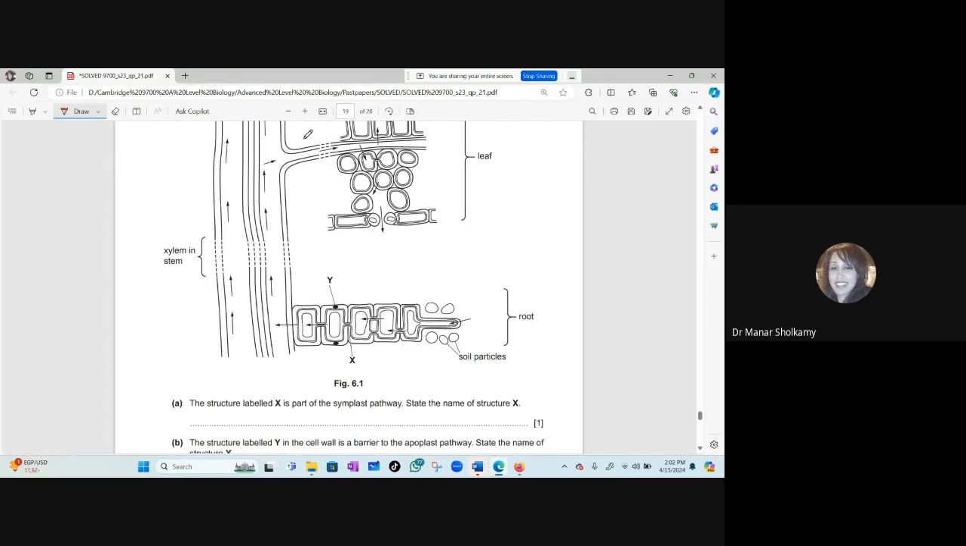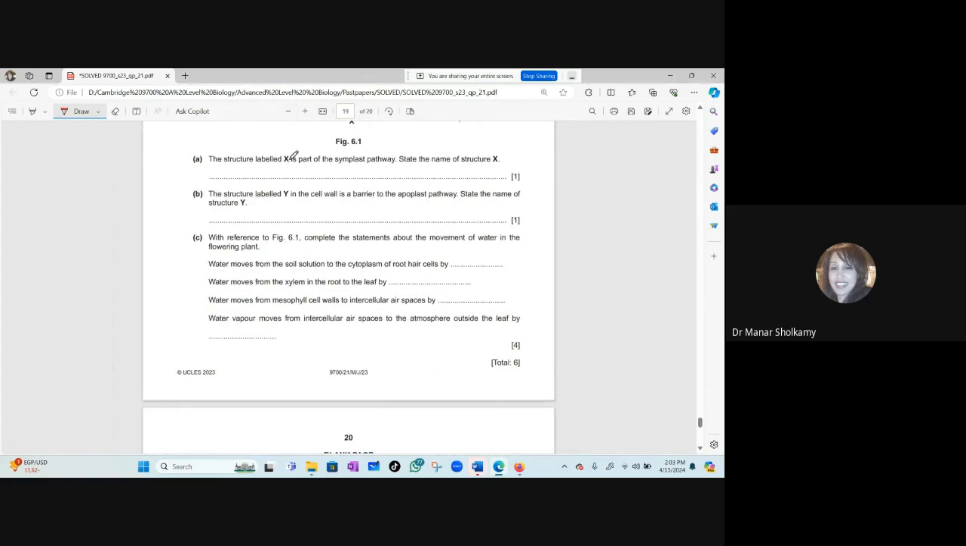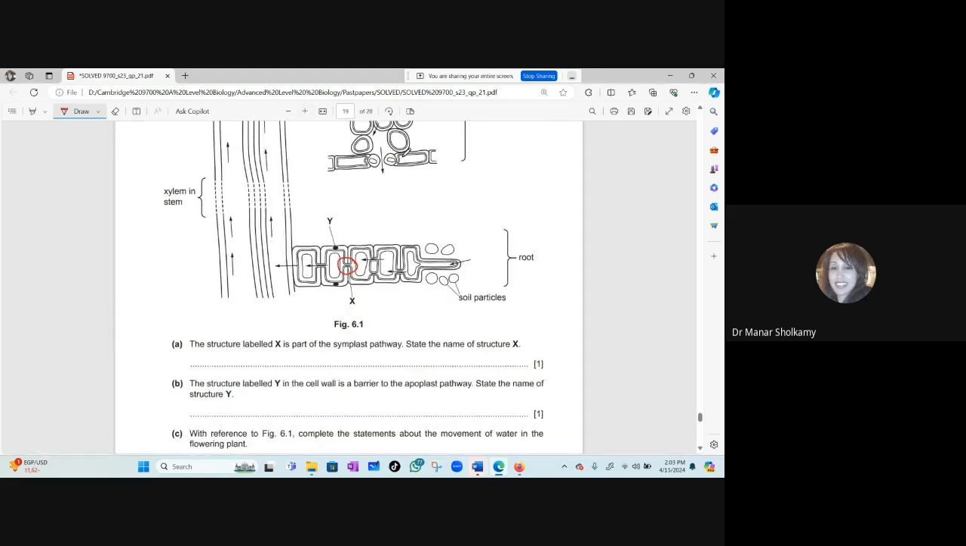Now, this question, again, plants. They have to get a question about plants. The structure labeled X is part of the symplastic pathway. State the name of structure X. What is X? This is very easy. Kareem? What is X? Adham. Plasmodesmata. Okay.